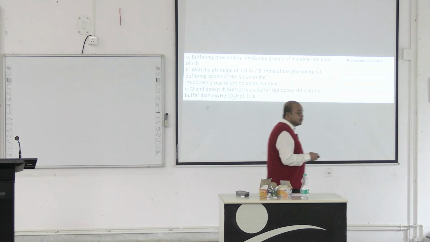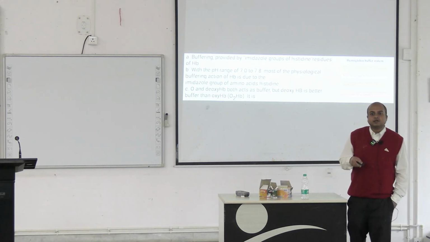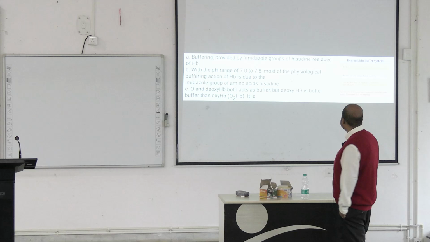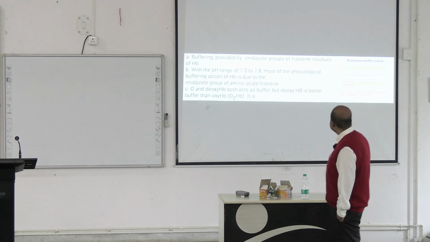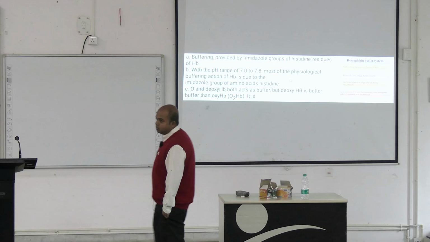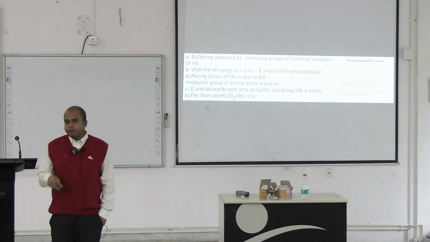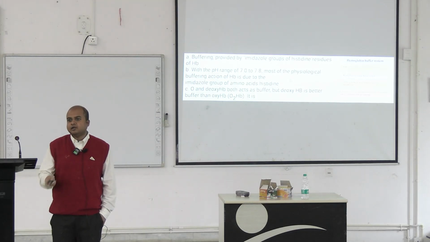As oxygen dissociates from hemoglobin in the RBCs, or as oxygen exits from RBCs, H plus is also removed by hemoglobin. That is talking of oxyhemoglobin, but a more potent buffer than oxyhemoglobin, that is oxygenated hemoglobin, is deoxygenated hemoglobin.